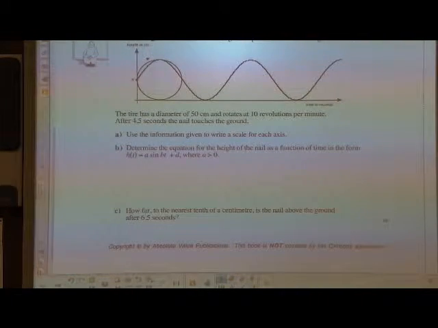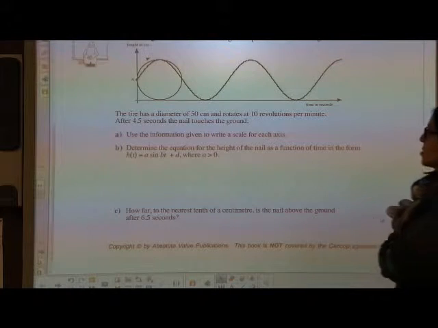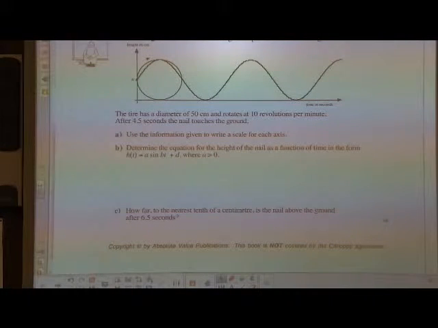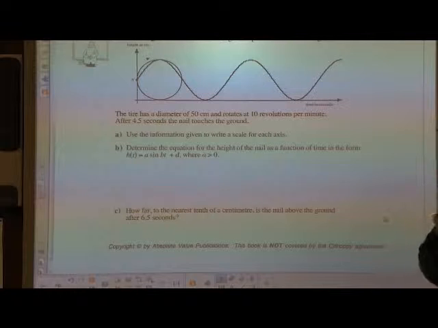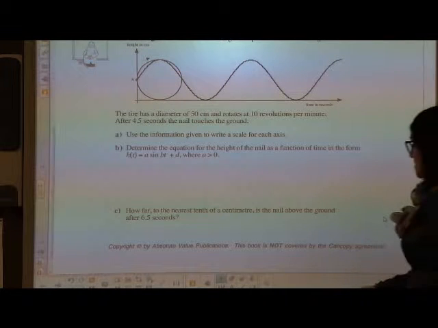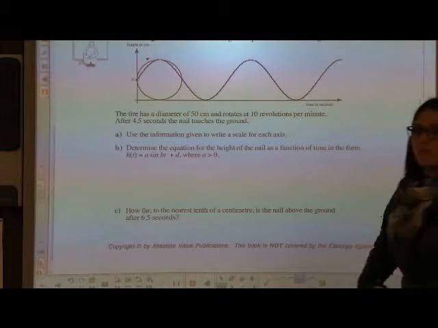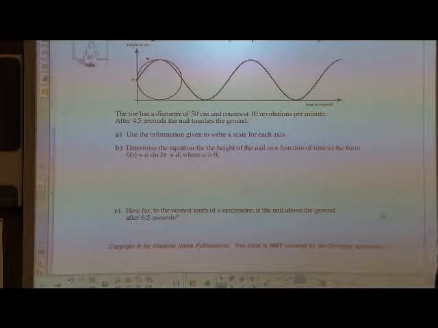So now let's get into class example number 1. A nail is caught in the tread of a rotating tire at a point N in the following sketch. So N is the height from the ground to the nail. The tire has a diameter of 50 centimeters and it rotates at 10 revolutions per minute. After 4.5 seconds, the nail touches the ground. So it says, use the information given to write a scale for each axis.